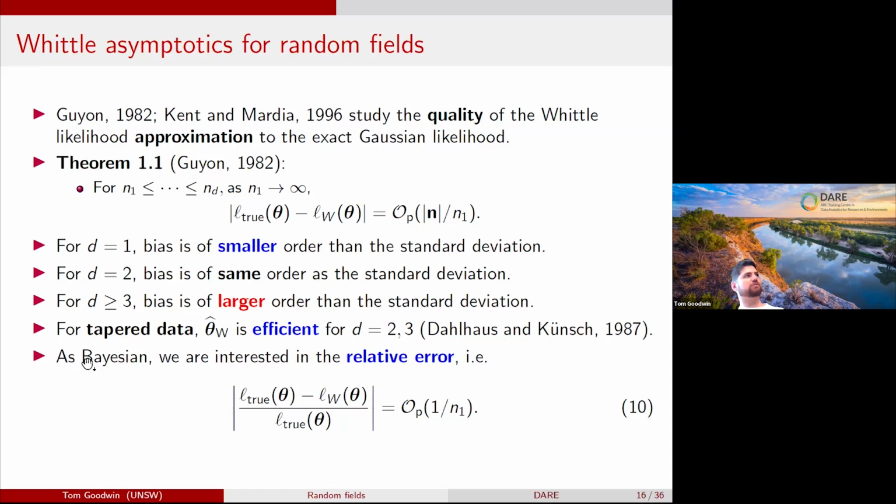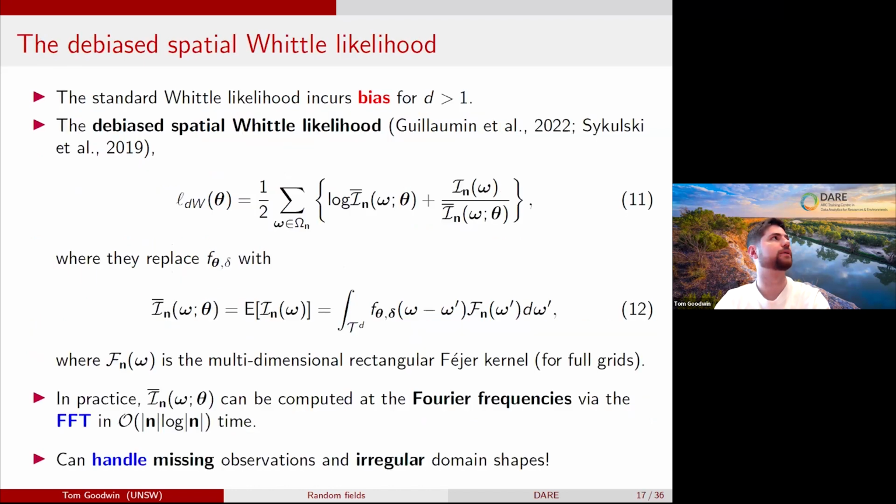And as Bayesians, this is all frequentist stuff. As Bayesians, we're interested in the relative error. So we have the true likelihood minus the Whittle approximation, divided by the true likelihood, so kind of the relative error. Then this converges at the rate of the smallest side, in probability. But again, these asymptotics are, quote unquote, slow, as in we need heaps and heaps of observations. If you have even more than 1,000 points on each side, the data becomes too large to store in a reasonable way.